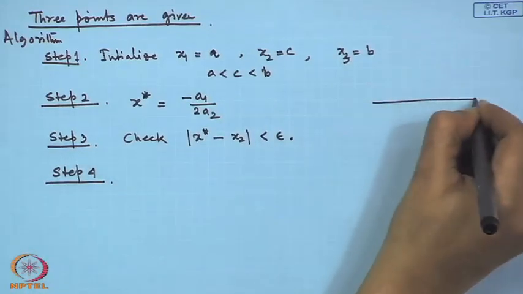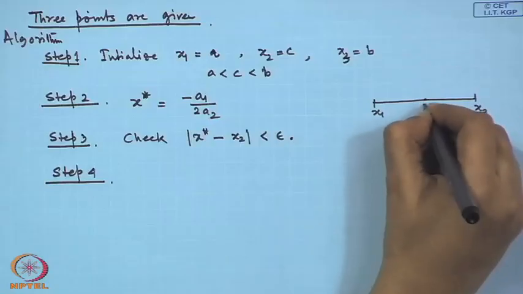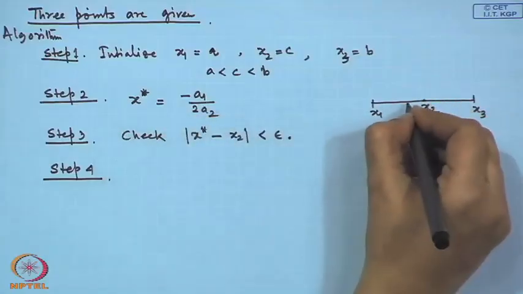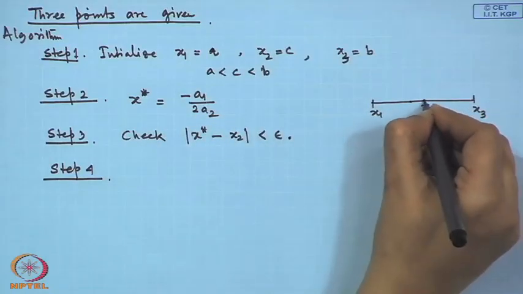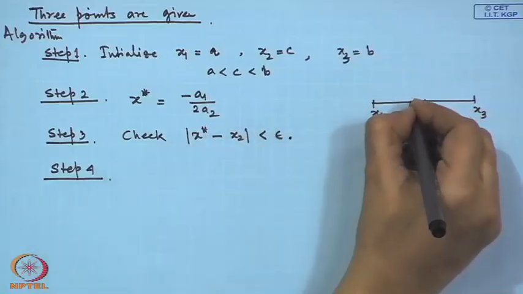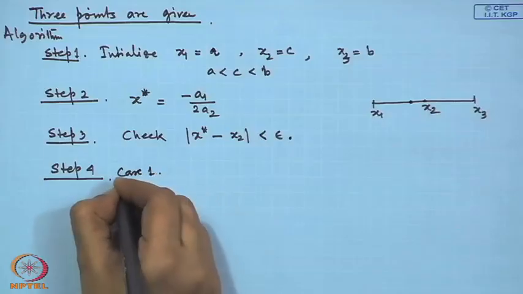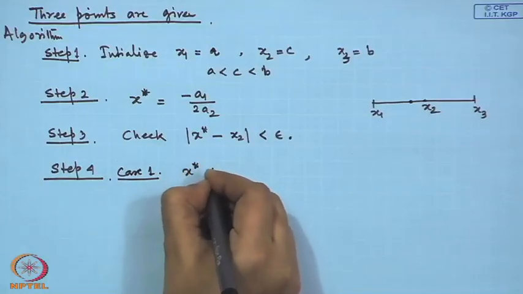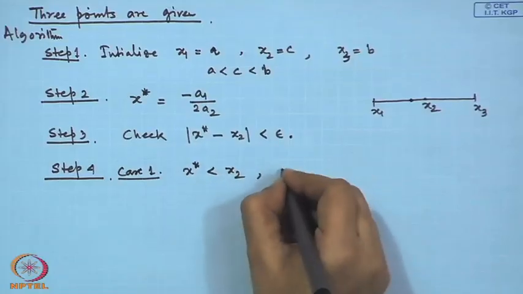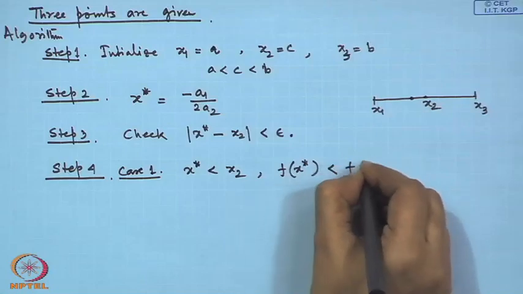This is the interval for us. This is x1, this is x3, and the middle value is x2. Now, we are getting x star. x star can be on this side of x2, x star can be on the other side of x2 as well. If x star is on the left hand side, that means we are considering case 1, that is x star is in the left part of x2, where f(x star) is less than f(x2).